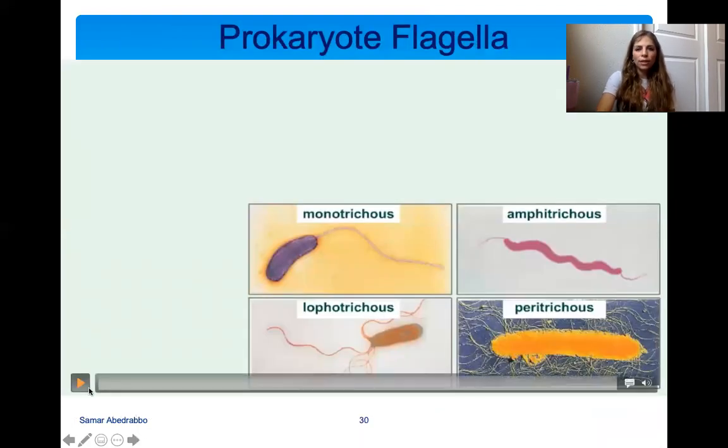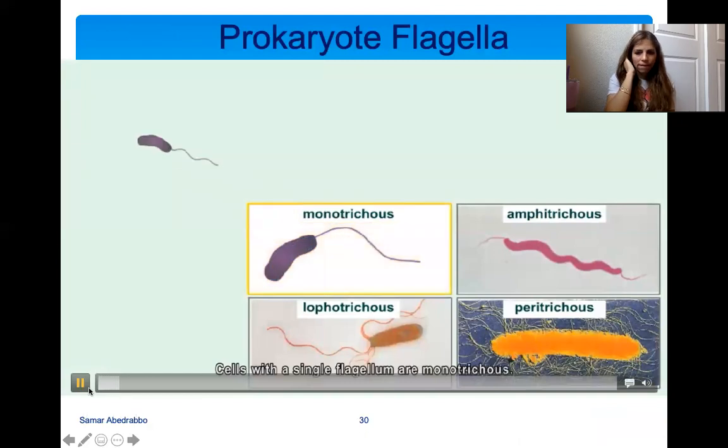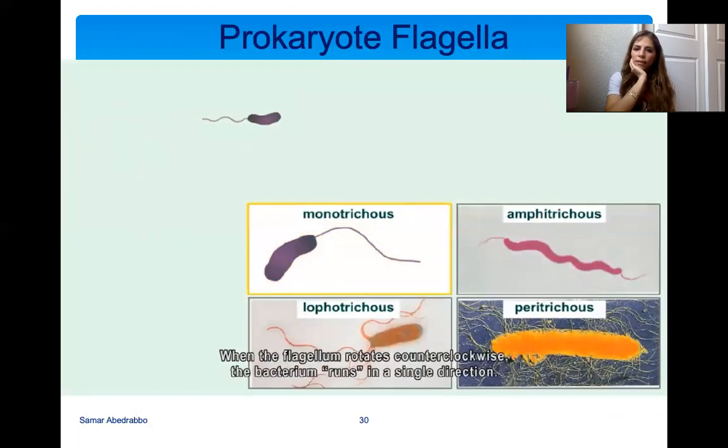And here's a good video to explain it. Cells with a single flagellum are monotrichous. When the flagellum rotates counterclockwise, the bacterium runs in a single direction.